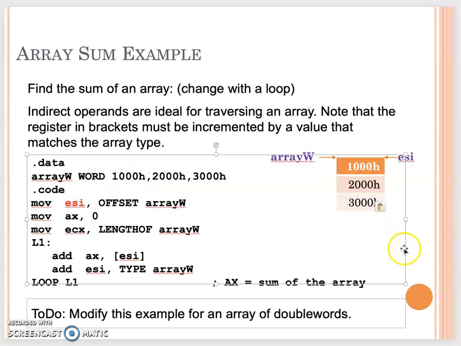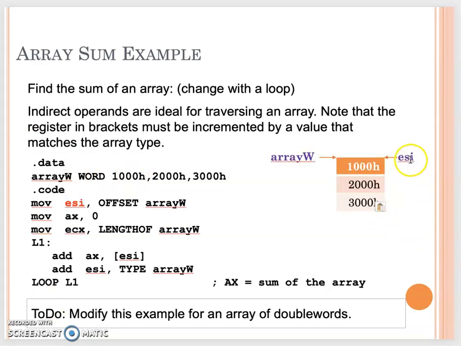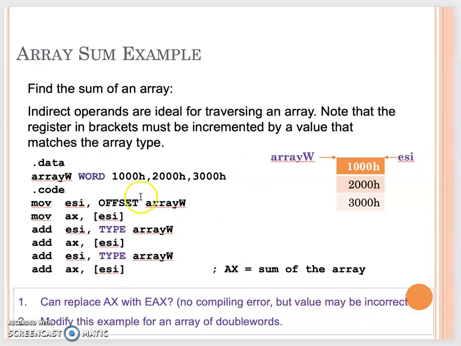Let's look at how that looks, right? So we're using the ESI to traverse around one by one. They start from 1000. Then we add the type of the array W, so then the ESI will traverse to the next one and go to the next one. So that's what we have before. When we want to find the sum of the array, we just have the ESI hold the array W offset.